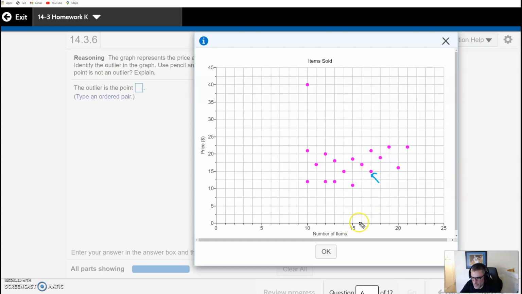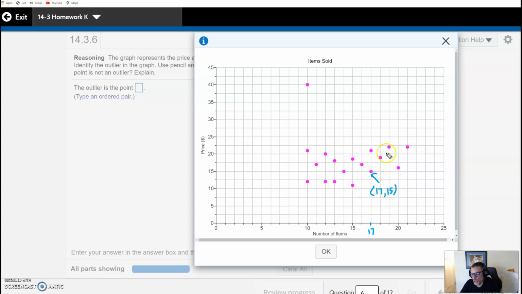And that point, let's see, 15, 16, 17. So 17 items, whatever they are, sold for $15. So this is the point 17, comma 15, right? So 17 items sold for $15. Maybe we're having a garage sale or something. We sold 17 things for 15 bucks each.